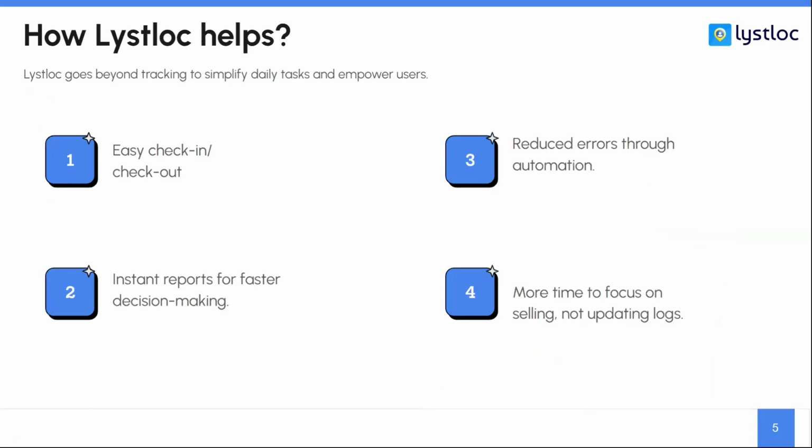Now that we have seen how Lystloc goes beyond tracking, let's look at how it actually helps you in your day-to-day activities. Here's how the app simplifies your work. First, check-in and check-out are quick and accurate. You get instant reports for faster decision making. Automated tracking and reporting helps to maintain data accuracy and consistency. Ultimately, you get more time to focus on sales and client interaction instead of admin work.